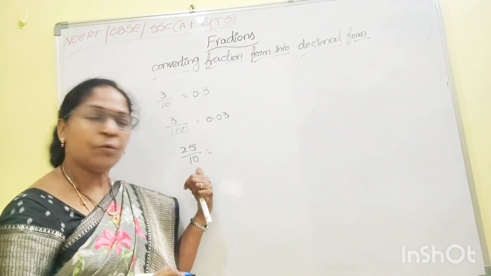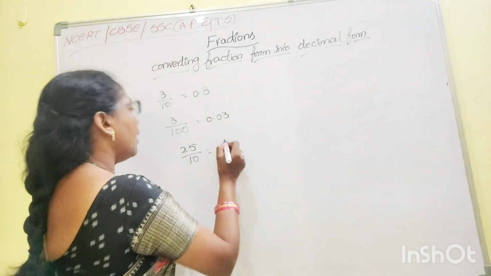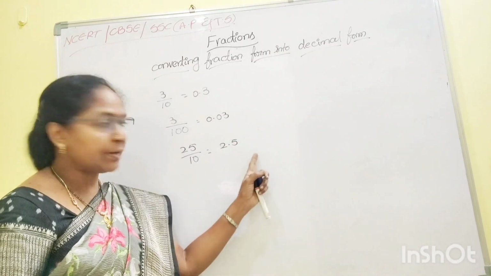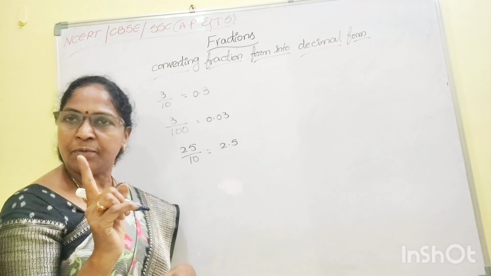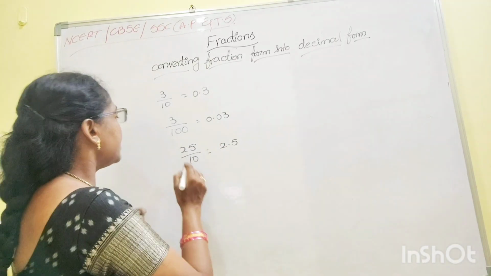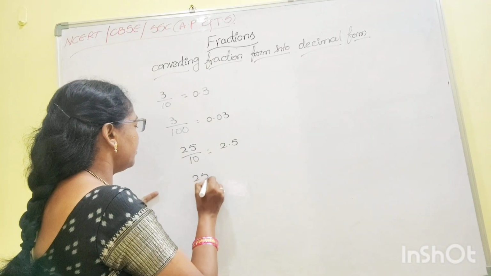Now suppose here 25 by 10. In the denominator there is only one 0. Directly you have to write 2.5. 25, right, and from the right side of the number count 1 digit. So after the 5 you have to put the decimal point. For example, here 25 by 100.